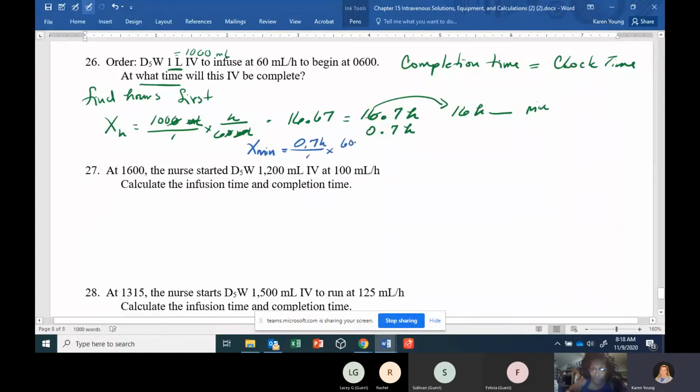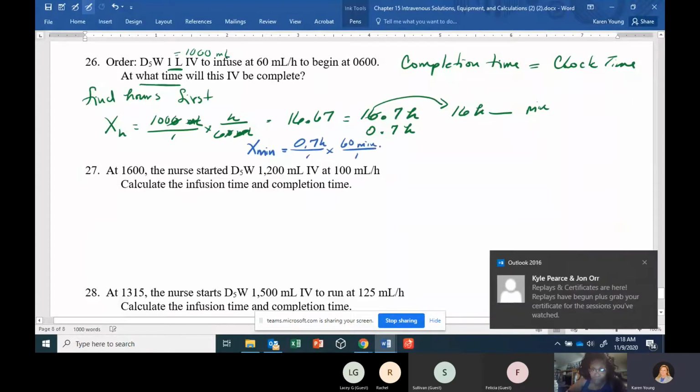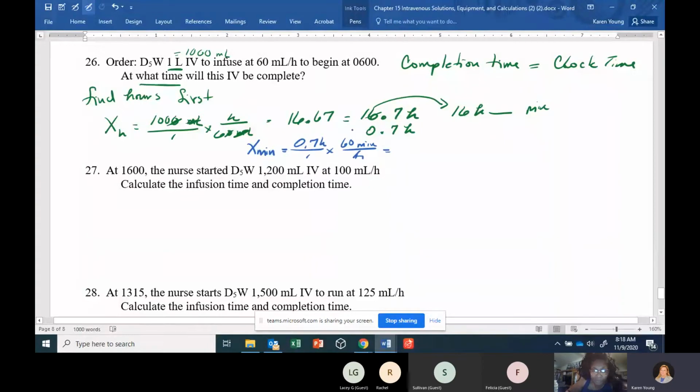Times my 60 minutes over 1 hour. So 0.7 times 60. And that gives me 42 minutes. Now, sometimes you'll have to round these to the nearest 5 minutes. So that would round to 40 minutes, or we could round it to 45. But for this, I'm just going to leave it at 42 minutes. So 16 hours and 42 minutes is my infusion time.